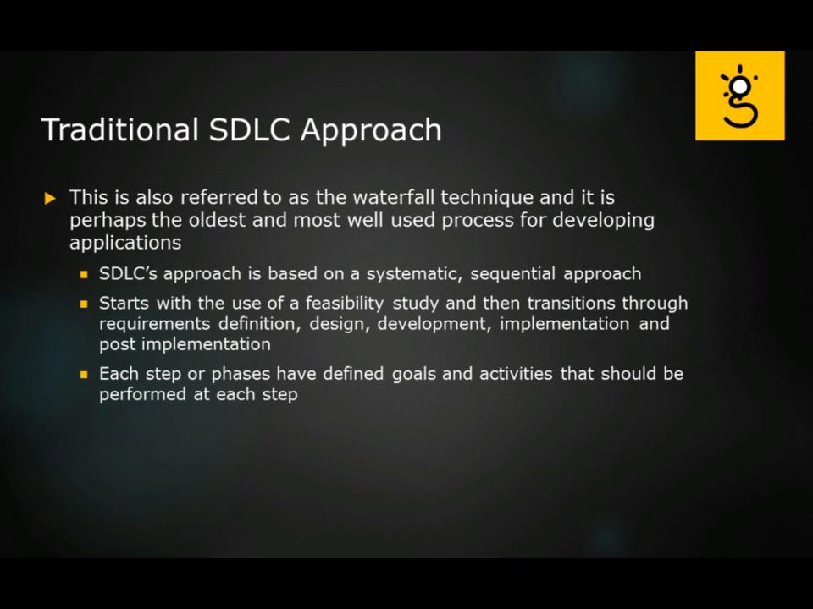So it starts, by the way, with the feasibility study, because that's what's driving us to try to reach this new goal, this new business process. From there, it'll transition through requirements, definition, design, and development, then to the implementation and post-implementation. Now, each of these steps, or sometimes called phases, will have defined goals and activities that should be performed at each of these times. And again, that's where I said we have these little checkpoints and stop points. And we'll talk a bit about what these processes are as we go on and talk about the SDLC approach.